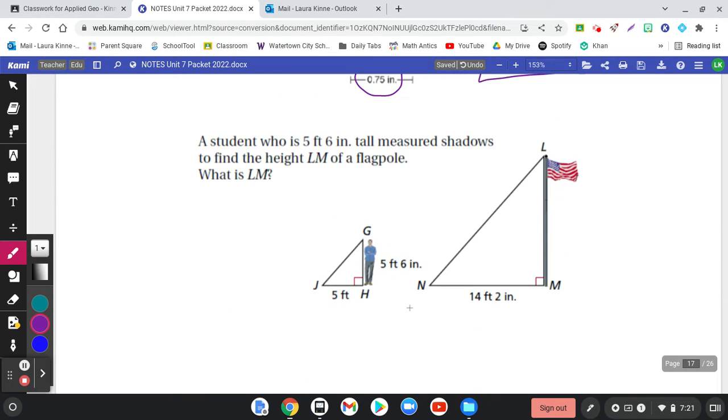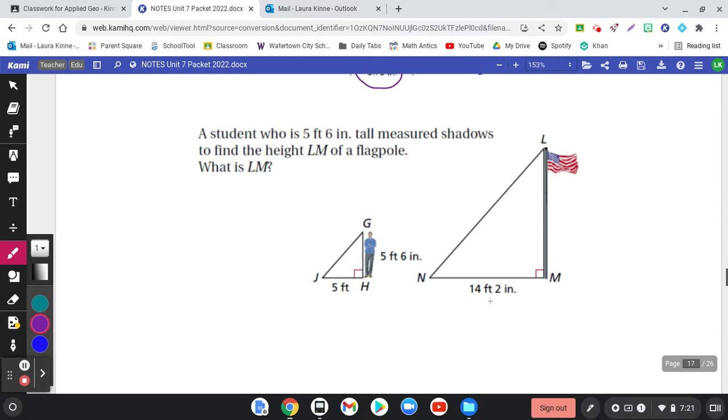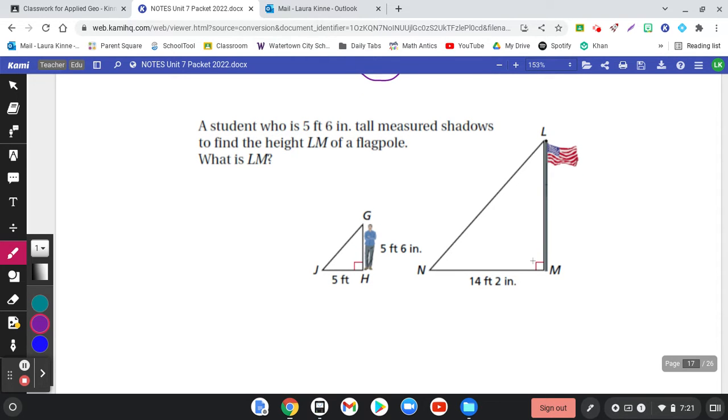The next one's a little trickier because it's dealing with feet and inches. So the easiest way to go about something like this is to convert them all to the same thing. I would convert everything to inches. All right, so 5 feet 6 inches, or let's start with 5. There's 12 inches in a foot. I'm going to convert everything to inches. So 5 feet is 60 inches plus 6, so he's 66 inches tall.